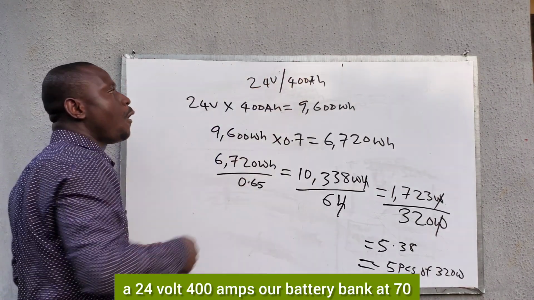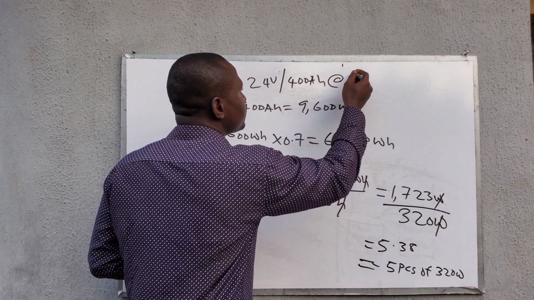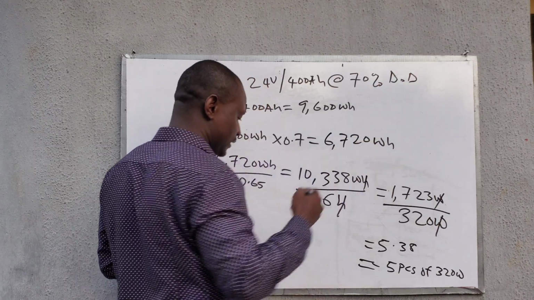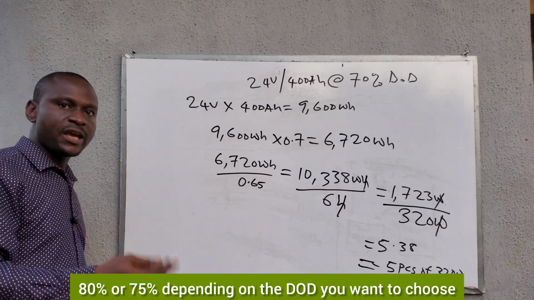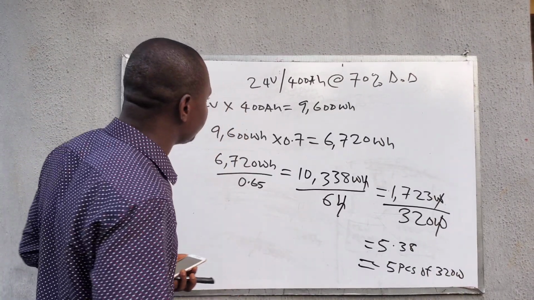So this is the number of solar panels we need to charge a 24 volt 400 amp hour battery bank at 70% DOD. You can make yours 60%, 80%, or 75%, depending on the DOD you want to choose.